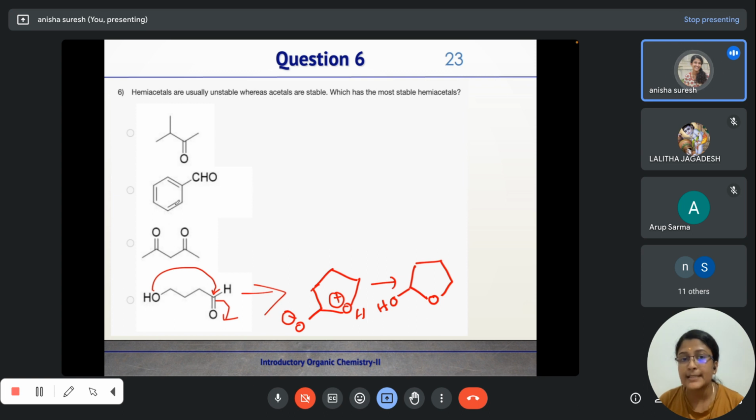In other cases, the formation of a cyclic hemiacetal is not possible. So this one will be more stable compared to the other hemiacetals. So the correct option will be option B. Is this clear?